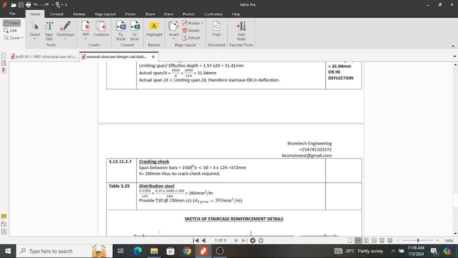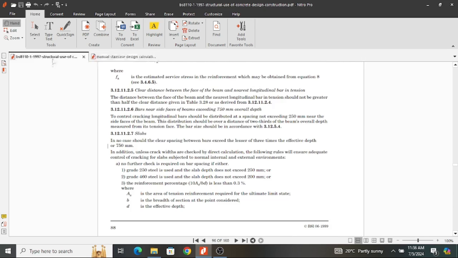And my spacing was 150. That was my minimum maximum spacing, which is less than 372. Therefore, it is okay against cracking. But we can proceed. In addition, unless crack widths are checked by direct calculation, the following rules will ensure adequate control of cracking for slabs subjected to normal internal and external environments.